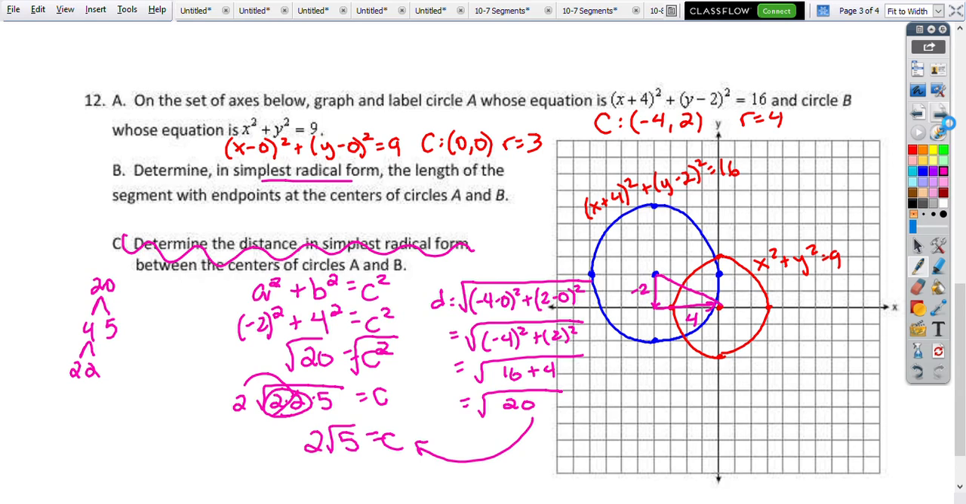On to the last one. Turn it on to page 4 here, people. Okay? So we're starting with number 13.